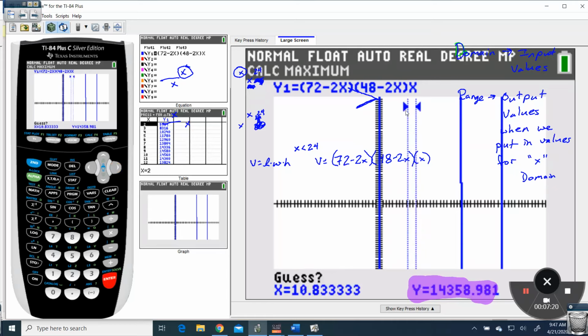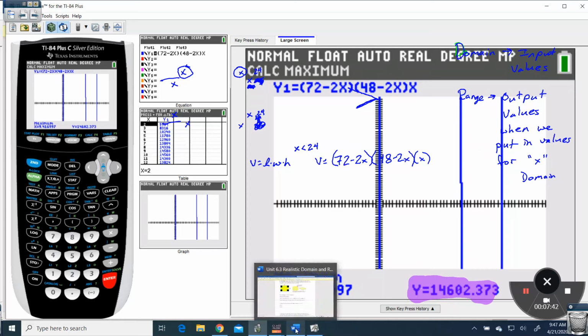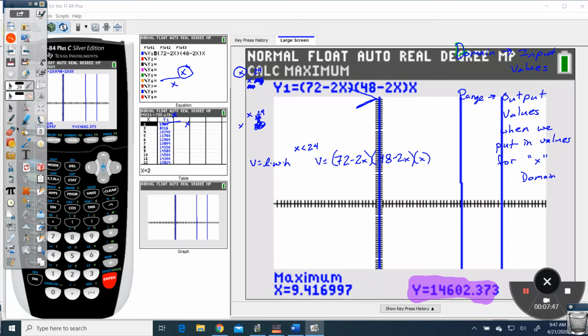So now I know I'm looking between these two dotted lines for my maximum, and now it says guess. So I'm going to move this cursor, and I think 97 was about the highest point, and I hit enter. And so it tells me the highest point is at 14,602, and it occurs at 9.42. Okay? So 14,602. So I'm going to write that. So my maximum value is 14,602.37, and the x value is 9.417.